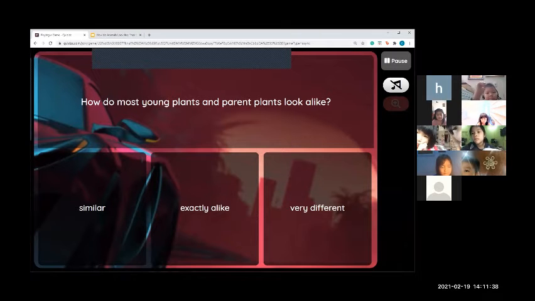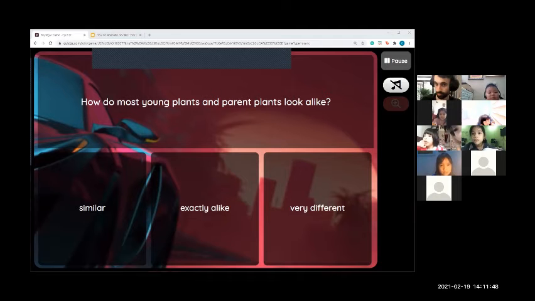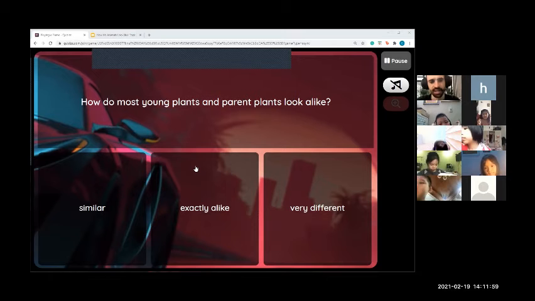Okay, how do most, actually, let's have one of you read this. Harry, can you read this for me? How do most young plants and parent plants look alike? Thank you. So do they look similar to each other, exactly alike, or very different?